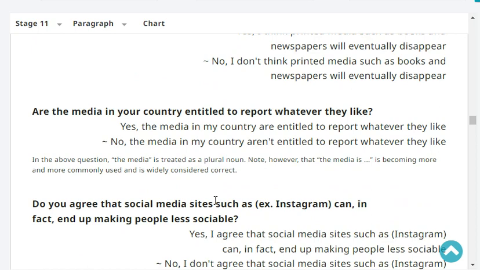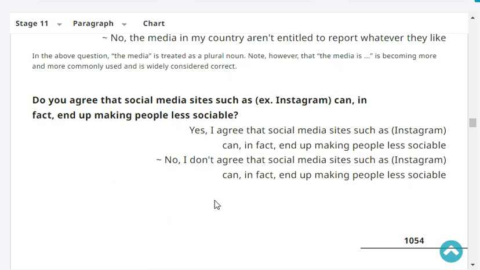Are the media in your country entitled to report whatever they like? Yes or no? No, the media in my country aren't entitled to report whatever they like.